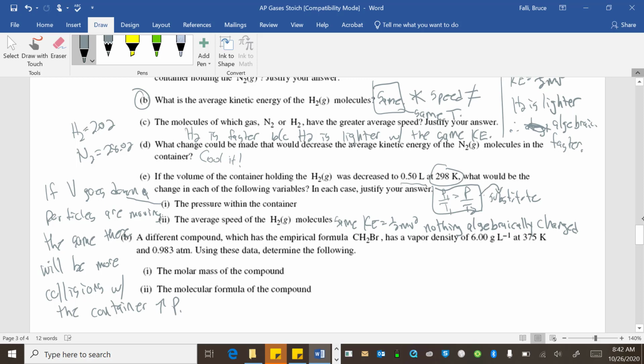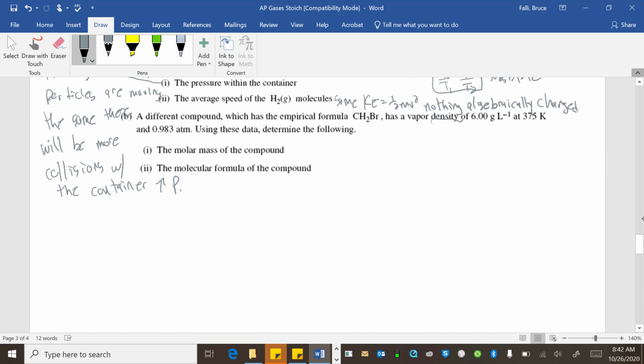A different compound, which has the empirical formula CH2Br, has a vapor density. Vapor density is the same thing as density. That just tells you it's a gas. Using the data, determine the molar mass of the compound and the molecular formula of the compound. So what we're going to do is the same thing for density. So density equals P times molar mass over RT.